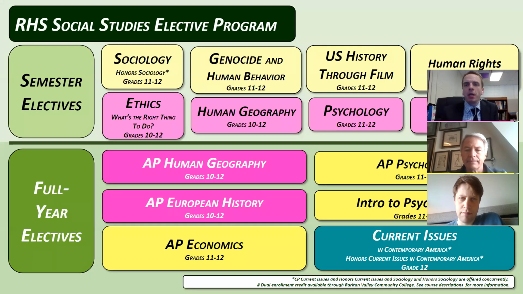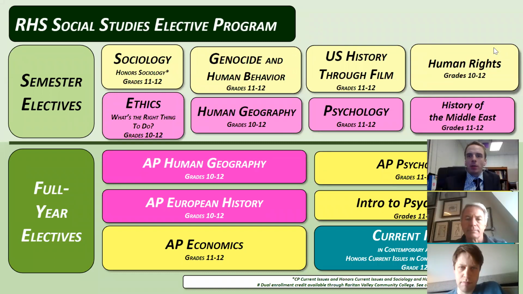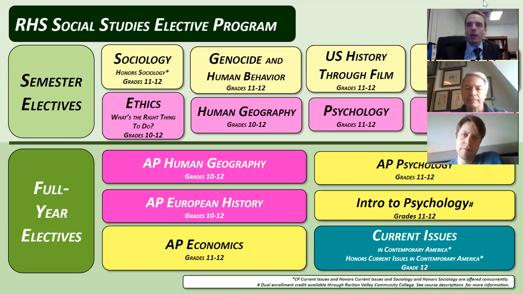And just another item that I'm going to make you aware of is how rich our program is when it comes to our elective offerings. If you take a look at our semester electives up on the top, we have a variety of electives. And there are a couple new ones that I want to bring your attention to. One of them is called Human Rights, and the other one is the History of the Middle East. And then if you take a look at the full year electives on the bottom, we have a number of other AP social studies courses, but we also have a new Introduction to Psychology, which you can take and also potentially receive some college credit for through Raritan Valley Community College.